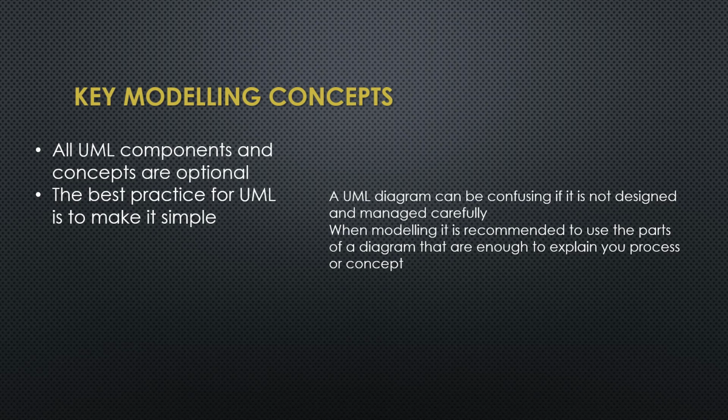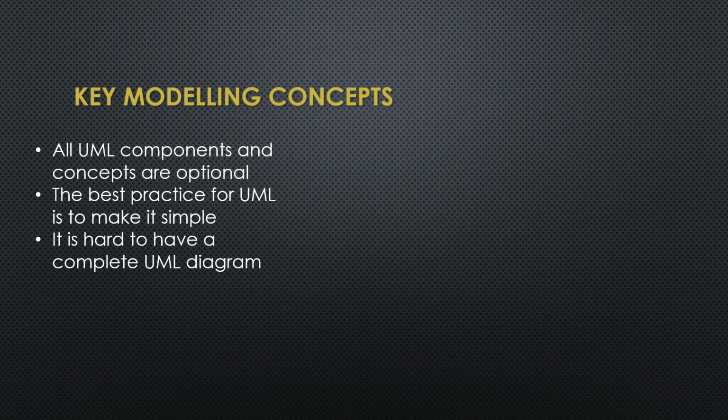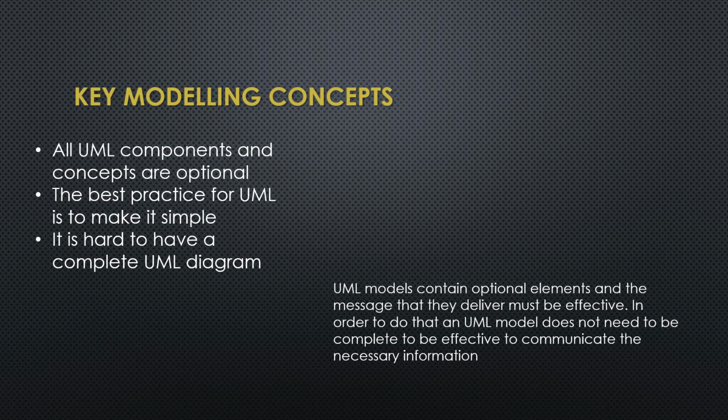When modeling, it is recommended to use the parts of a diagram that are enough to explain your process or concept. It is hard to have a complete UML diagram. UML models contain optional elements, and the message that they deliver must be effective. In order to do that, a UML model does not need to be complete to be effective to communicate the necessary information.